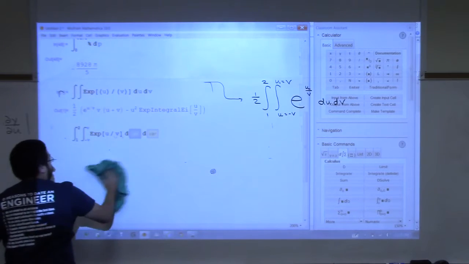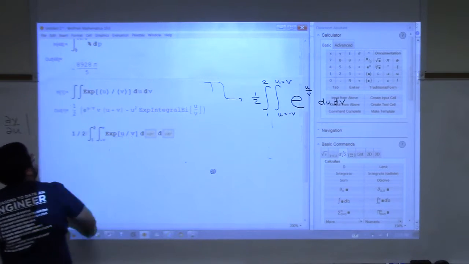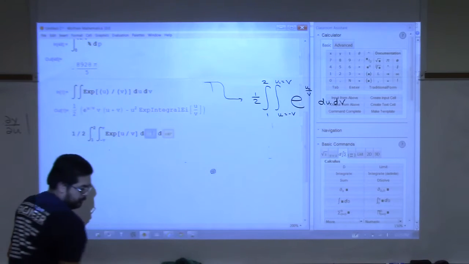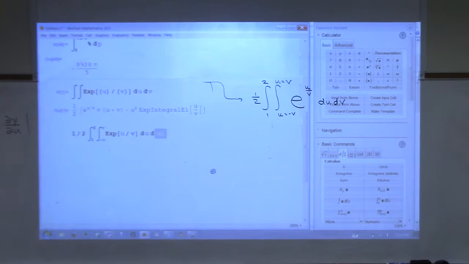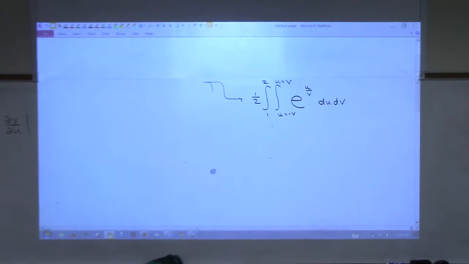I forgot the Jacobian. It's 1/2 out there, right? dU dV. There we go. So you get a decent answer. I'd like to do the integration, at least the first part of it.